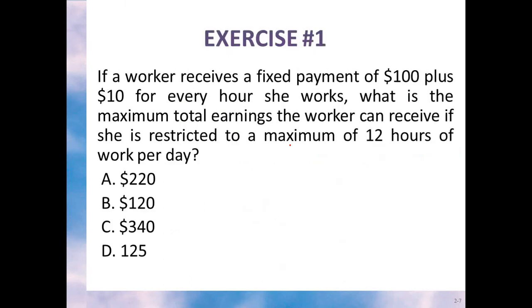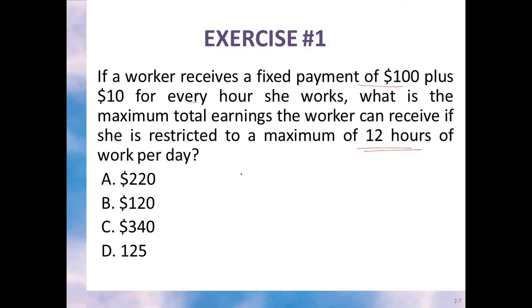Alright, so if we look into this exercise, actually this is not very difficult. The question asks what is the maximum total earning that worker can receive if she is restricted to a maximum of 12 hours. Let's say that maximum that she can work is 12 hours per day, and receive fixed payment $100, and $10 per hour. So how do we calculate this?